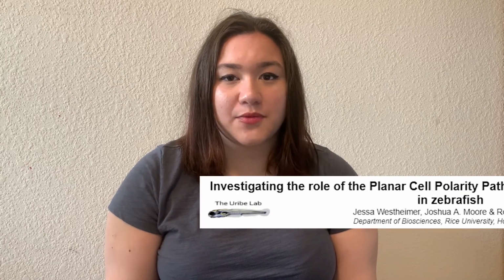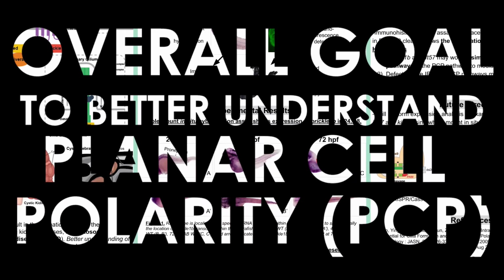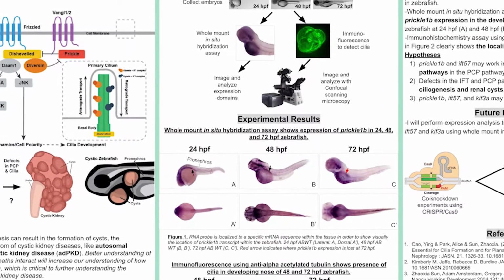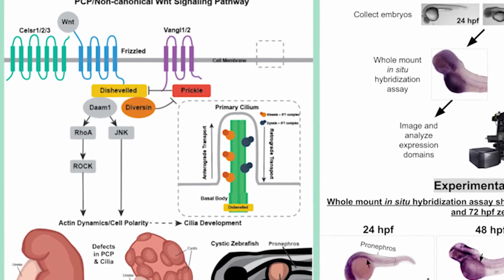During the summer of 2019, I worked at the Uribe Lab at Rice University on my project entitled Investigating the Role of the Planar Cell Polarity Pathway During Kidney Cystogenesis in Zebrafish. In this video, I will take you through my poster detailing this project. The overall goal of this project is to better understand the planar cell polarity pathway through the study of genes of interest expressed during zebrafish kidney and cilia development.